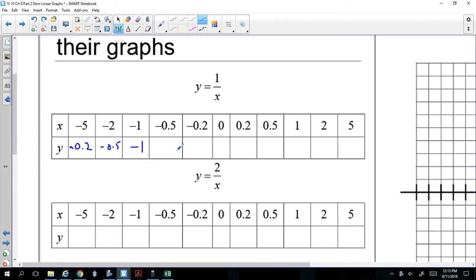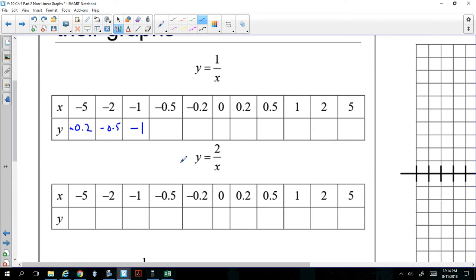If you need a calculator, come to the front. Continue, keep going. So it's up to negative 0.5, you get negative 2. What's the next one? If you use your calculator, you get negative 5. And then if you sub in 0, you get error. So there's nothing at 0. And then keep going: 5, 2, 1, 0.5, 0.2. Make sense?